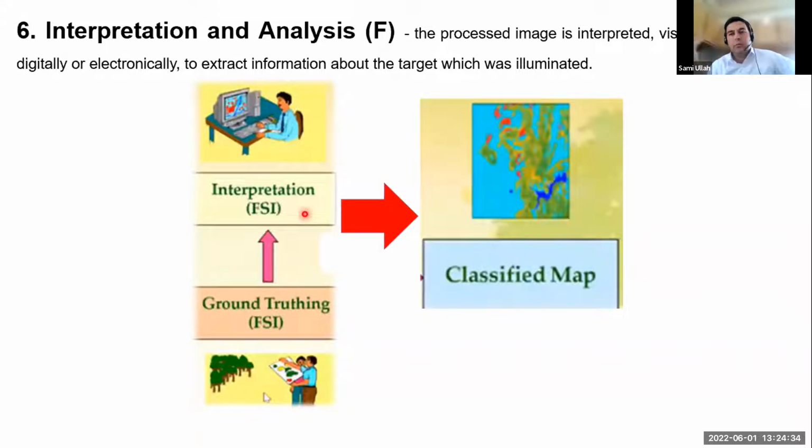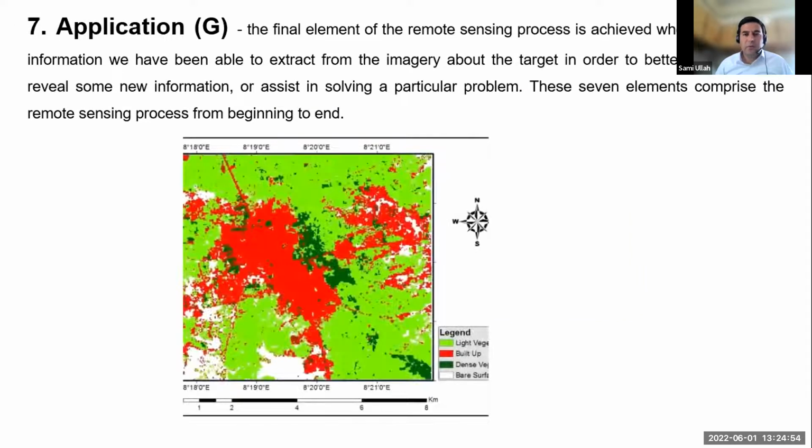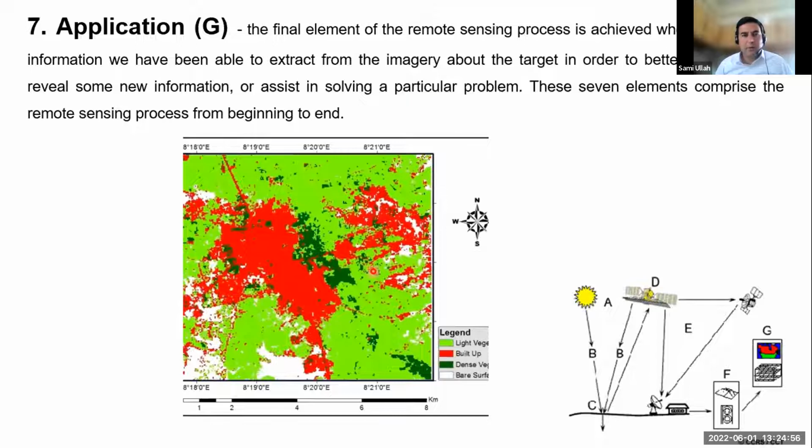These maps go to the policy makers, and they make different kinds of decisions, for example to protect and conserve natural resources or other things, or maybe some other support system. So finally, as I told you, you will have a classified satellite image, which is actually the final product of the remote sensing process.